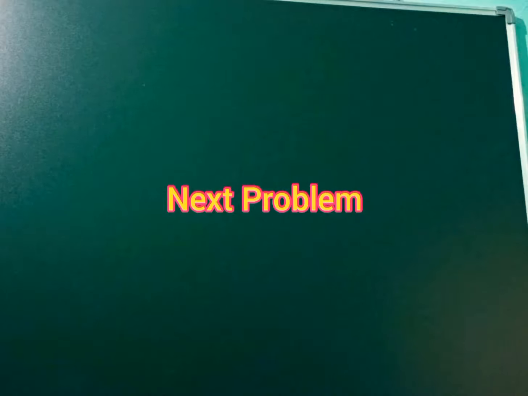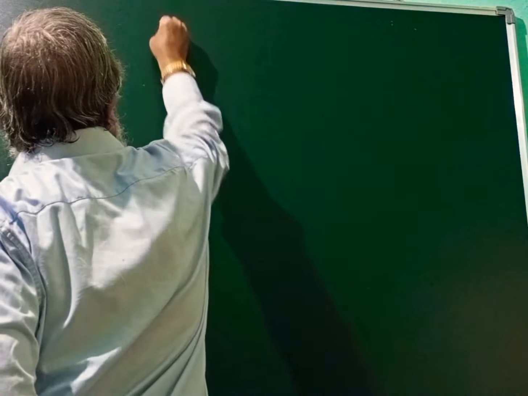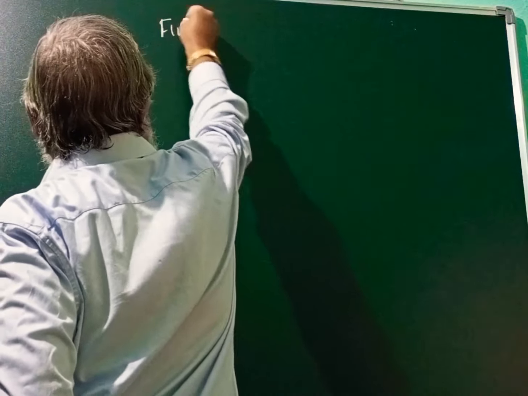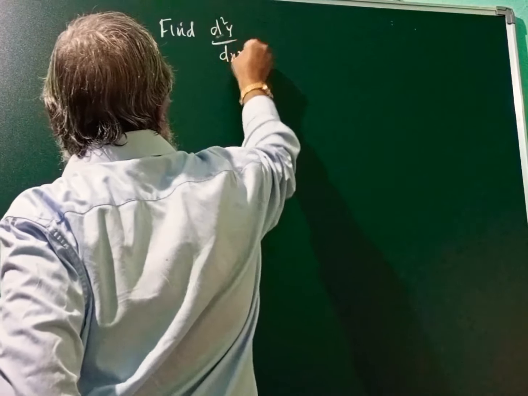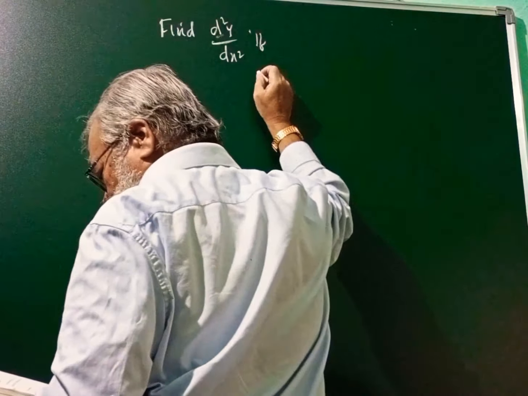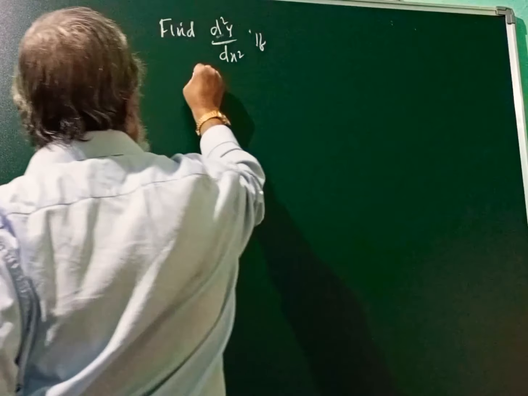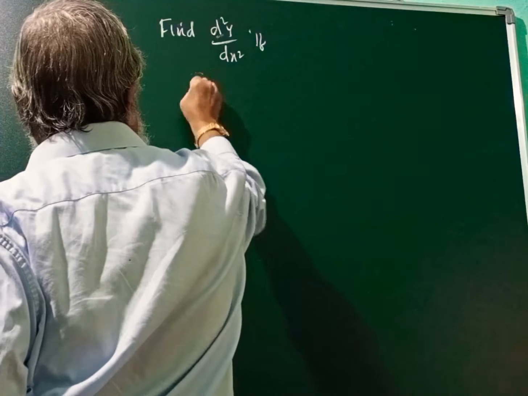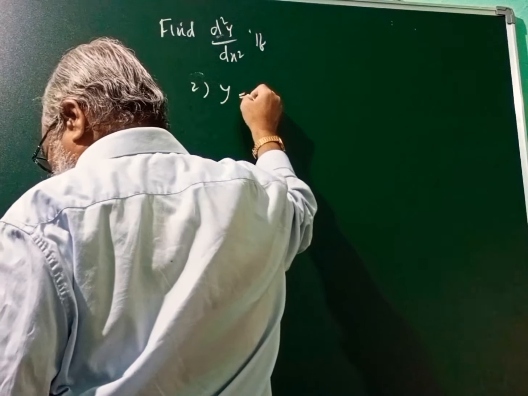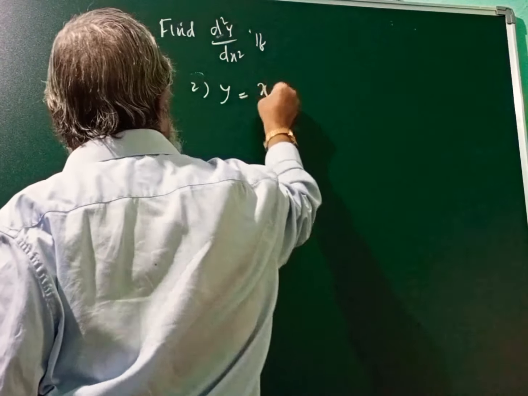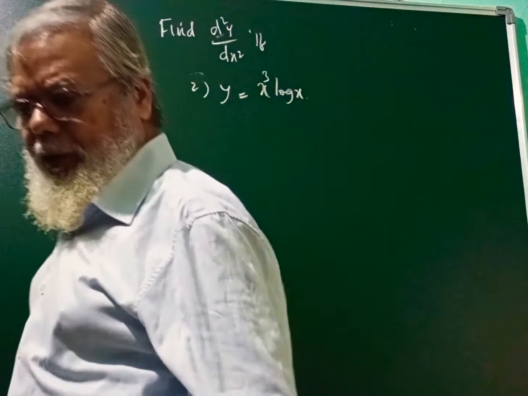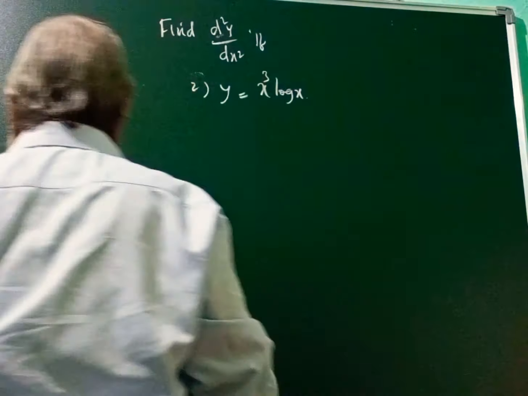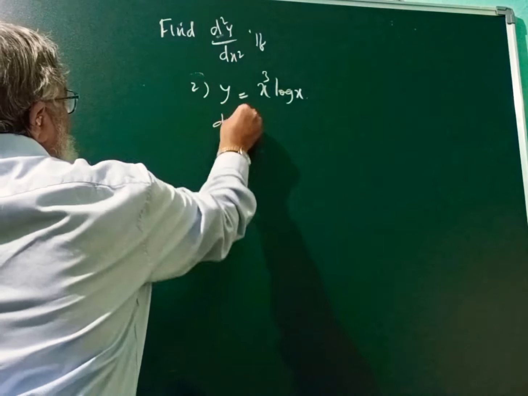Next problem. Find d square y by dx square if y is equal to x cube log x. Now look here, differentiate with respect to x.